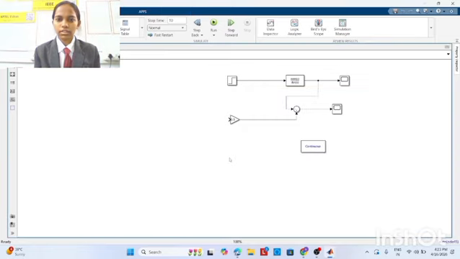Conclusion. The conclusion of this simulation is that the system shows both transient and steady state behavior clearly. At the beginning, the output changes quickly, which is the transient response. After some time, it becomes constant, which is the steady state response. The error also becomes constant, showing the system is stable. Thus, the system moves from transient state to steady state smoothly.